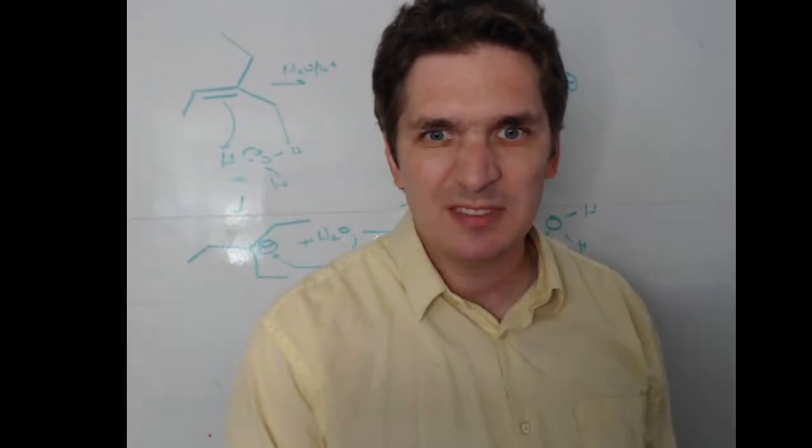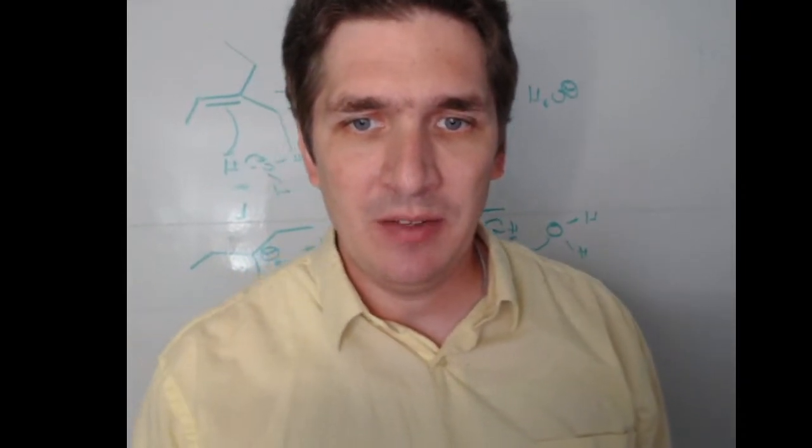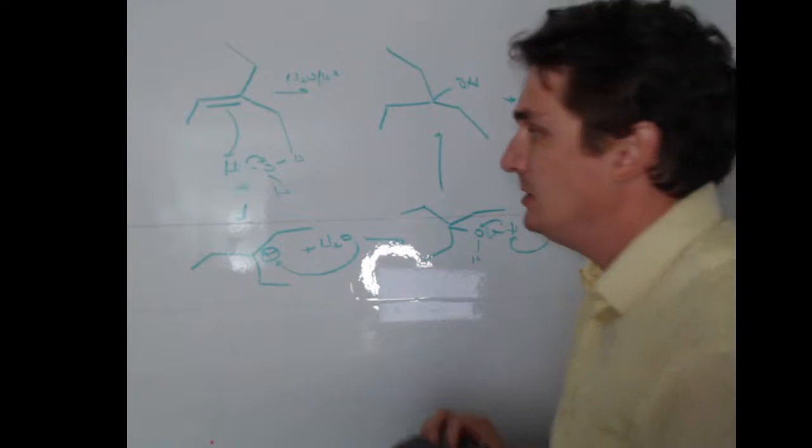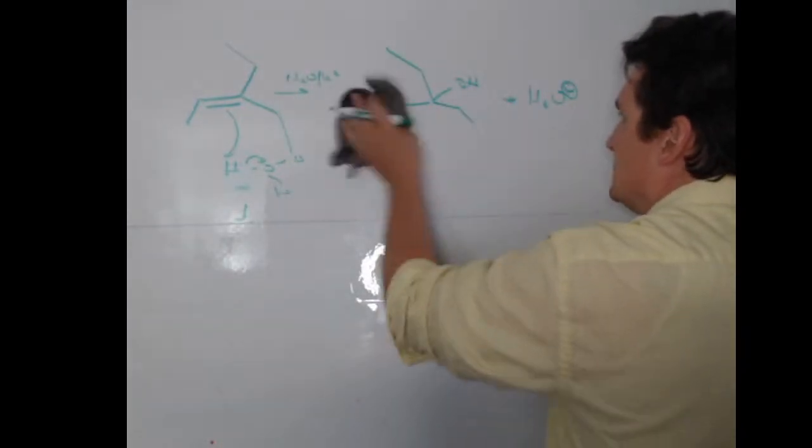About 8 more to go. Problem 69. Predict the following reaction. We have borane, BH3, and ether. This is actually just walking you through the mechanism of hydroboration oxidation.